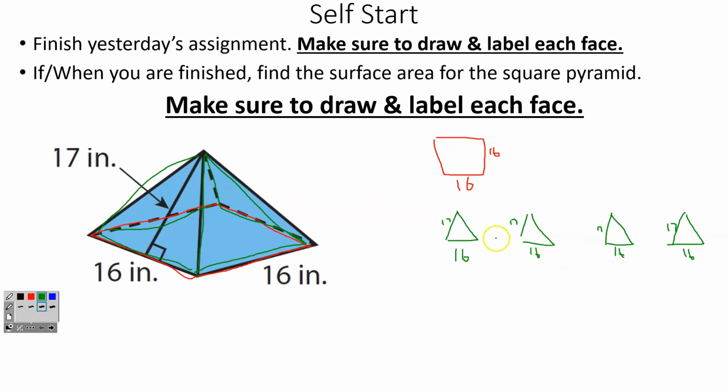Okay, so we're going to start with the area of the square. To find the area of a square or rectangle, it's length times width. So we're going to do 16 times 16, which gives us an answer of 256. Down here for triangles, the area of a triangle is base times height divided by 2. Don't forget to divide by 2. So I'm going to type in my calculator 16 times 17 divided by 2, which is 136. So each one of these is going to be 136.